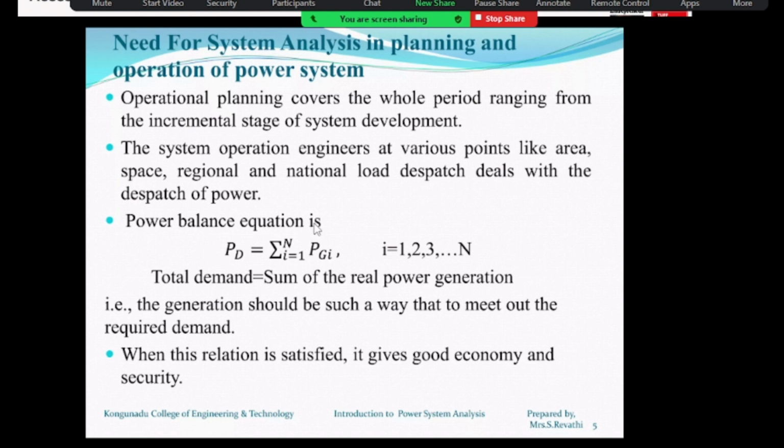So this is the power balance equation. Power demand is equal to summation from i equals 1 to n of power generation P_Gi. This G stands for the generation and i stands for the number of iterations or number of power generators whose power we are summing up. So the total demand is equal to the sum of real power generation. The demand of total power is equal to the sum of all real power generations that we are generating. Okay, this is the equation for the total power demand.